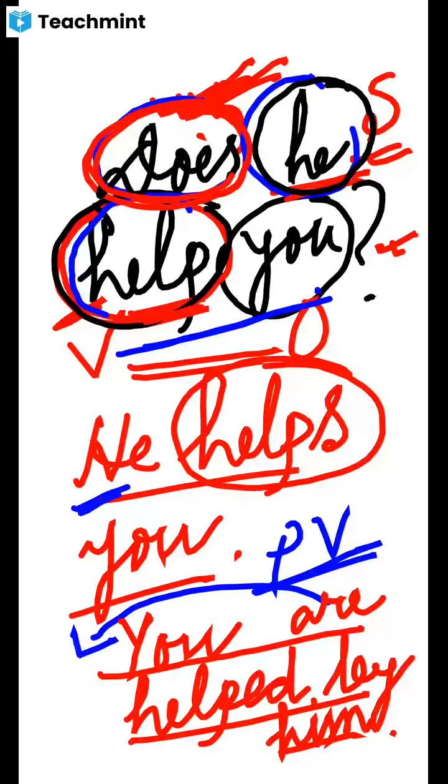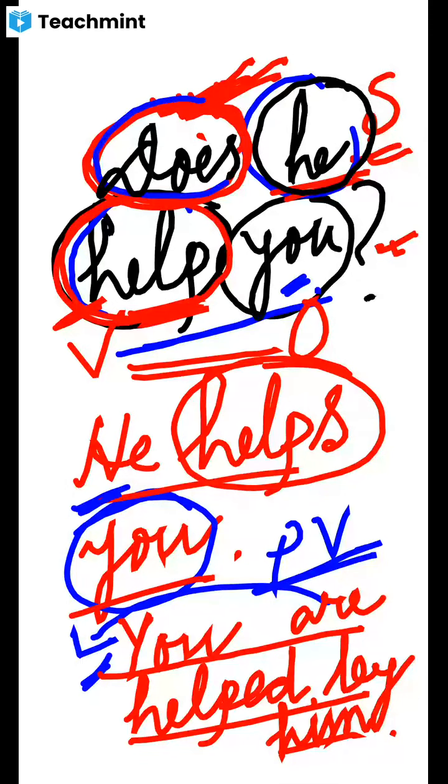He helps you, so you is the object here. Therefore, you will come at the beginning as subject in the passive voice. So you are helped by him. Now, since we have to make it an interrogative sentence, that means a question, therefore are will come before you.